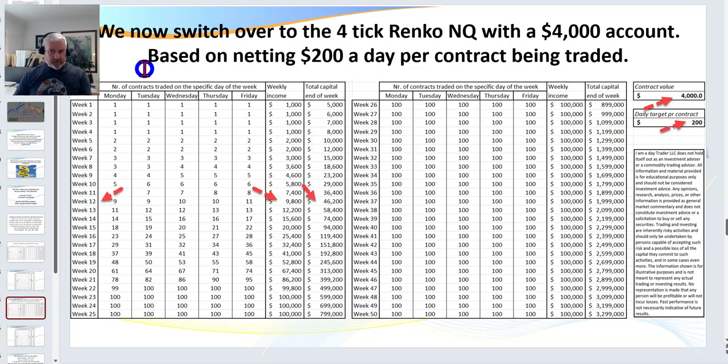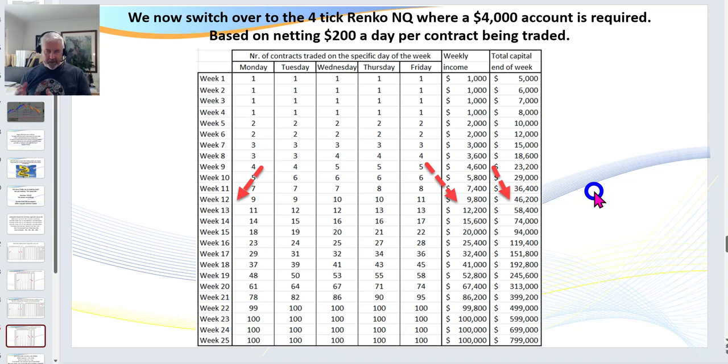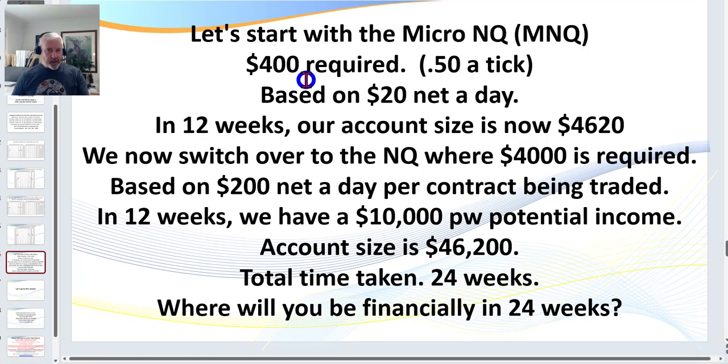Now what this means is we can then roll over, we switch to the 4 tick, and you can see over here the contract value, 4,200 a day. Within 12 weeks we've now got the potential of earning around $10,000 a week. So this is the true potential of day trading. Now what's important is how long would this take us. If you start with the micro, once again you might accelerate that, but starting with the micro, within 12 weeks you roll over, so potentially within 24 weeks you've got a potential income of 10,000 per week.